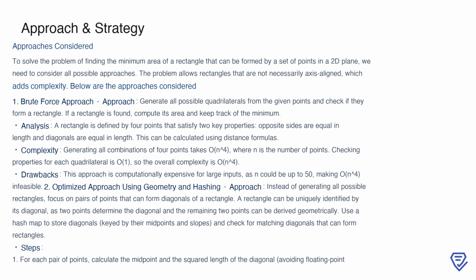One such alternative is the optimized approach using geometry and hashing. Instead of exhaustively generating rectangles, this method focuses on pairs of points that can form diagonals, as diagonals uniquely define the rectangle. By reducing the problem to diagonal properties, we can significantly cut down redundant calculations.